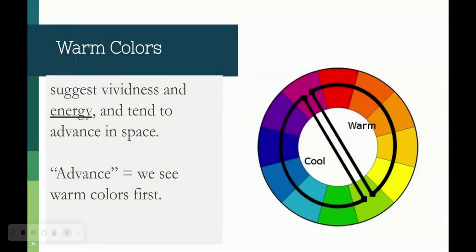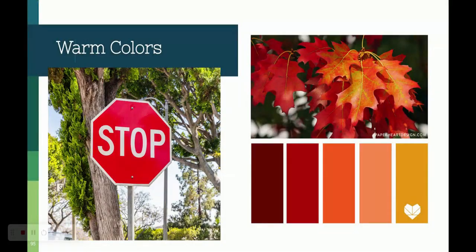So warm colors, they suggest vividness and energy, and they tend to advance in the visual space. What we mean by advance is we see warm colors first. This is why stop signs are red. And this is why often during the fall, the trees that have red foliage tend to really stand out.